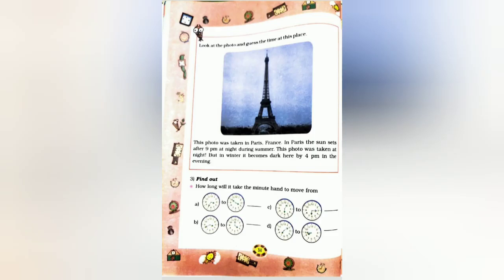Now, look at the photo and guess the time at this place. Children, which place is this? Yes, it's the Eiffel Tower. This photo was taken in Paris. It's in France. In Paris, the sun sets after 9 p.m. at night during summer. This photo was taken at night, but in winter, it becomes dark here by 4 p.m.